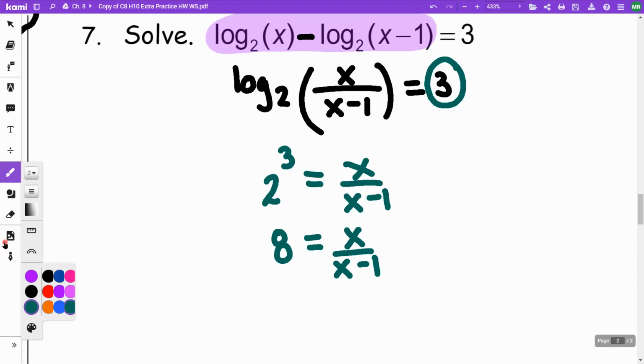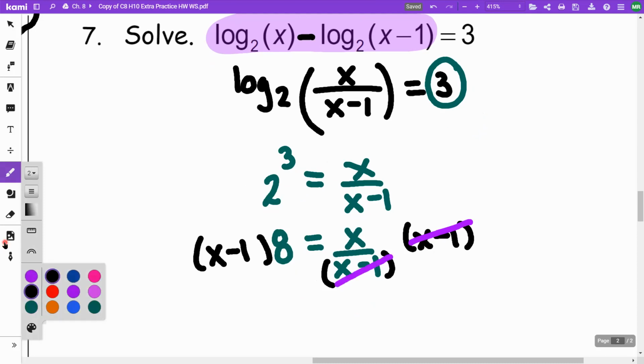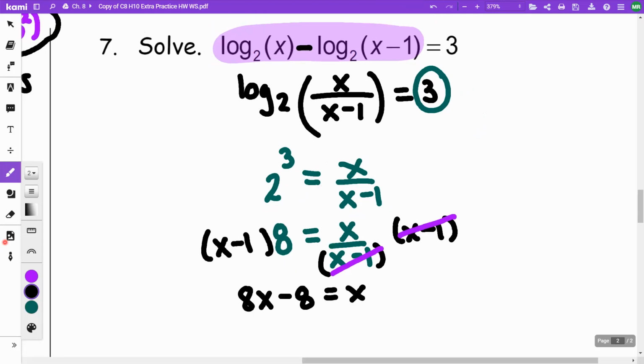I am going to multiply both sides by x minus 1. When I do, this and this cancel out. I end up with 8x minus 8 equals x. I'm going to subtract 8x from both sides, so I get a negative 7x. And so I get x is equal to 8/7.